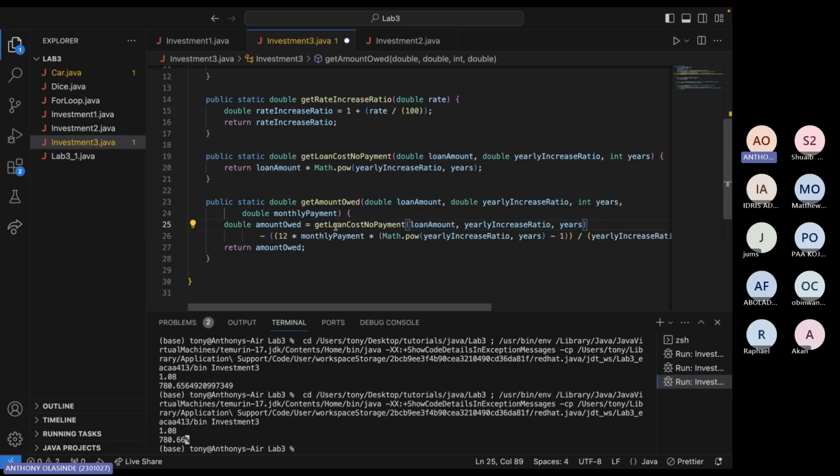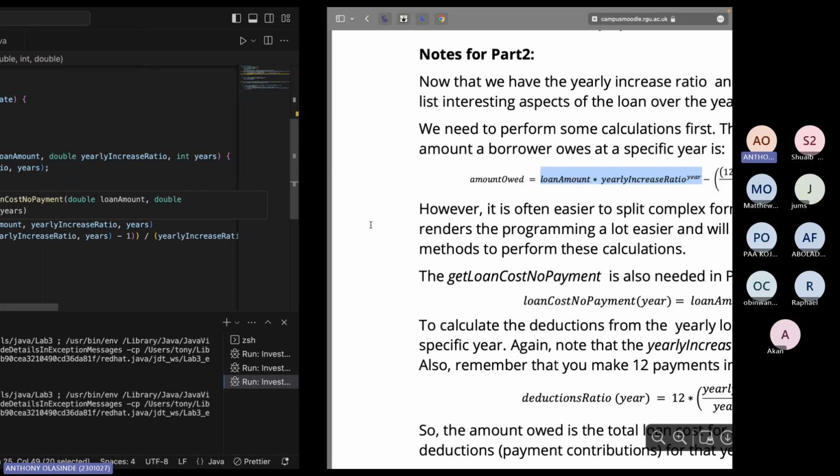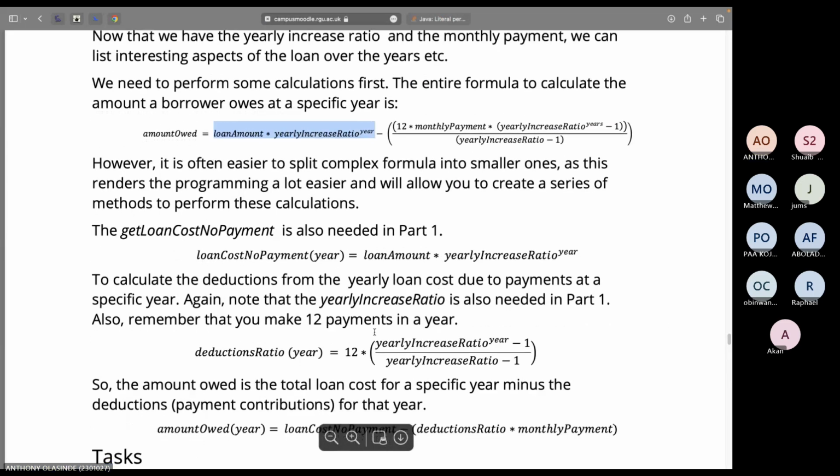Although it could still be longer, but at least you know what you are doing with that point, and it's just one sentence. The only thing you are typing is just get loan cost no payment. The rest are just parameters, so you know what you're doing, right? And deduction ratio, yeah, saying we could also do. I think they are using deduction ratio.